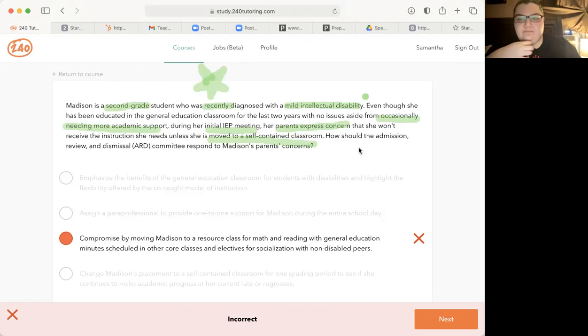Okay, so assign a paraprofessional to provide one-to-one support for Madison during the entire school day. That's not necessary, and it really just isn't. Compromise by moving Madison to a resource class for math and reading with general education minutes scheduled in other core classes and electives for socialization with non-disabled peers. Change Madison's placement to a self-contained classroom for 1 grading period to see if she continues to make academic progress at her current rate or regresses.